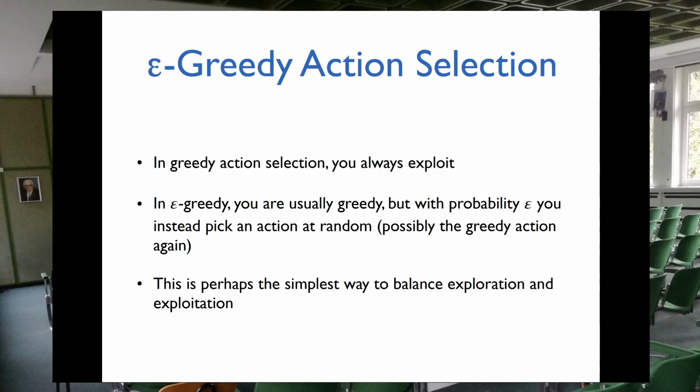So this is Epsilon-greedy, the strategy I was telling you about. In greedy action selection you always exploit. In Epsilon-greedy you are usually greedy, but with probability epsilon you instead pick an action at random, possibly the greedy action again. This is perhaps the simplest way to balance exploration and exploitation.